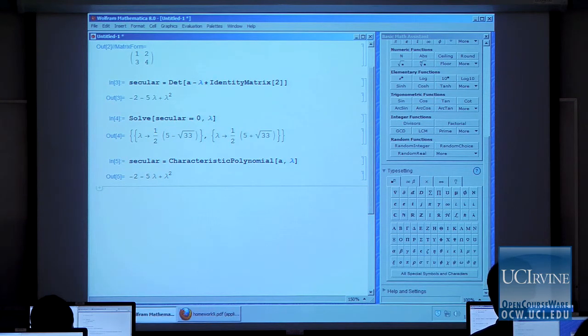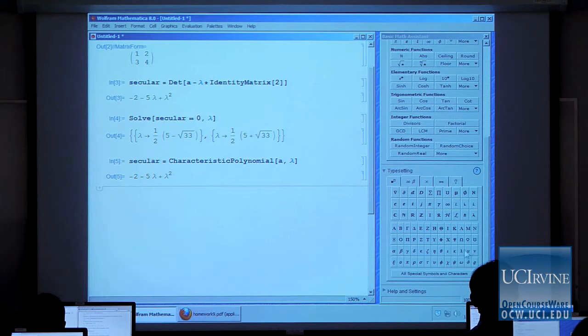Okay. Now, there's an even easier way to do it. So in general, you're not going to do this. All right? This is just for illustrative purposes. If you have a square matrix and you want the eigenvalues, you don't need to go through this business of setting up the secular equation and solving it. Mathematica has a nice little command that allows you to cut to the chase.